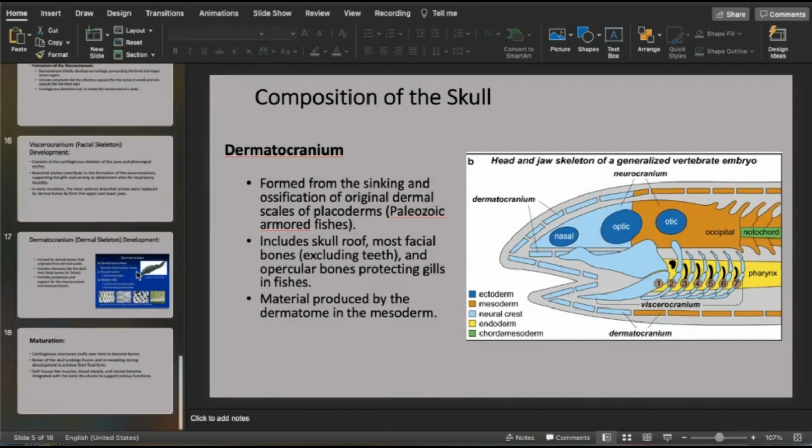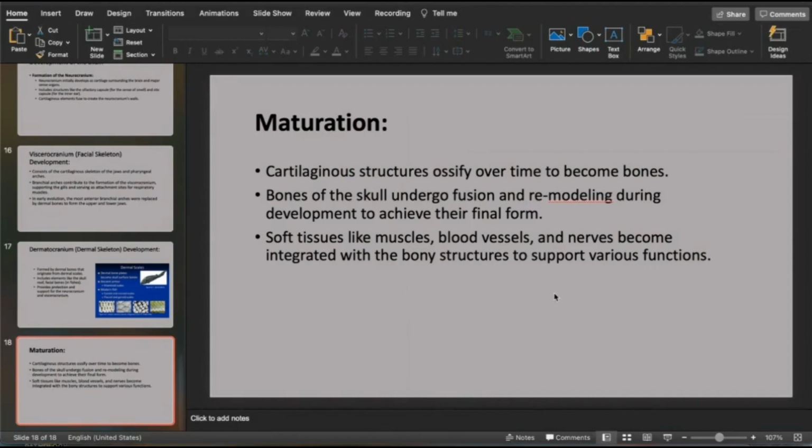Okay. All right. So the maturation. Cartilaginous structures will ossify over time to become bones in order for us to support life on land. The bones of the skull will go through fusion and remodeling in order to achieve their final form. So this is a consistent thing that will keep happening. And then the soft tissues, like the muscles and the blood vessels and the nerves, are later going to come in between the bony structures in order to support lots of different functions.